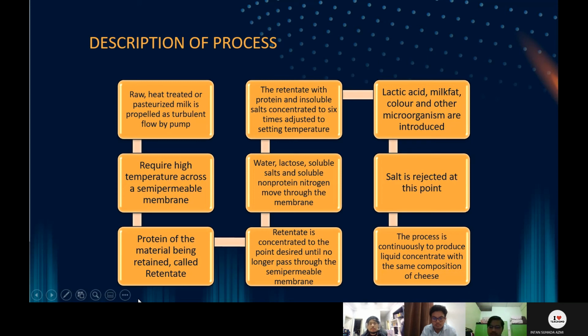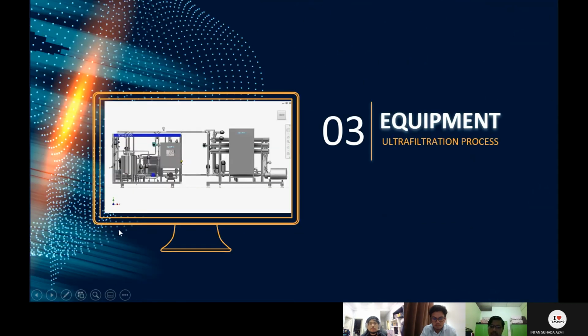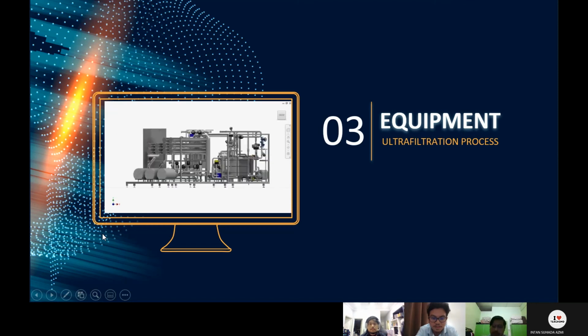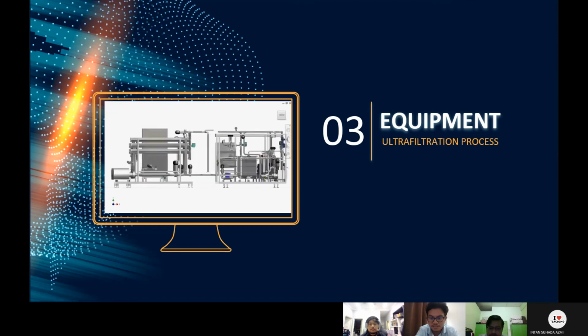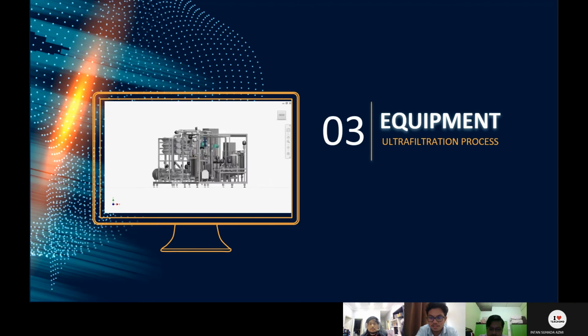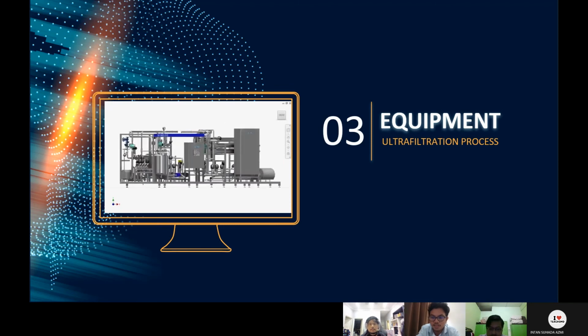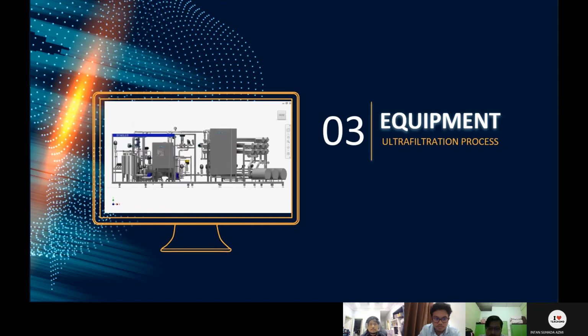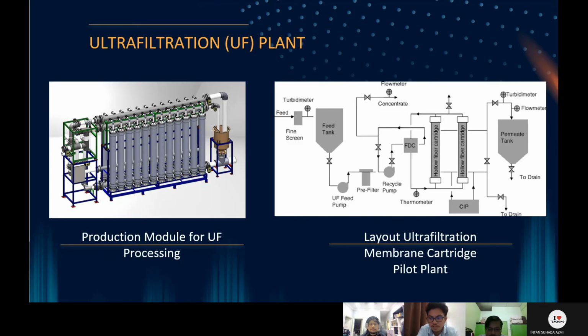So that's all. And I pass to Izzat to continue for the equipment. So thank you, Najmi, for explaining about the description of process. Now I will explain about the type of equipment that we are using in ultrafiltration process. So without further ado, this is the type of equipment that we are using in ultrafiltration, which is the ultrafiltration plant. So as we can see at the left side, right?